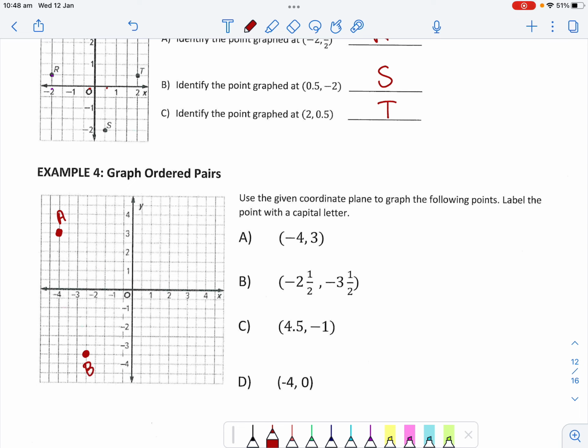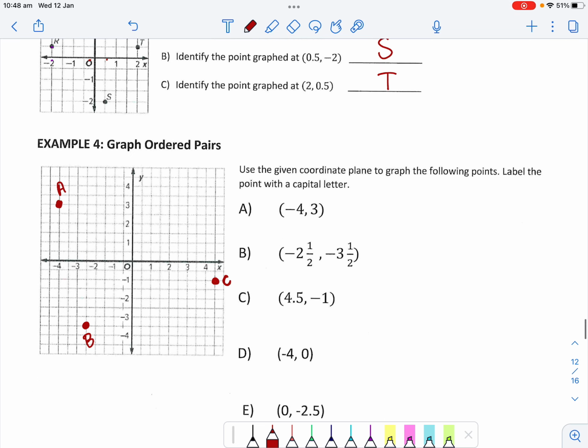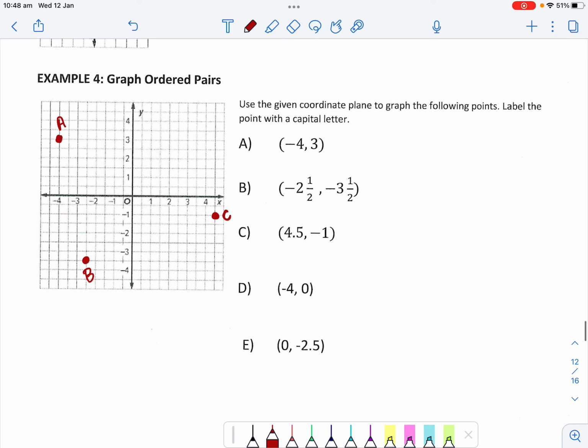Now this particular graph, where it does skip every other box, makes graphing the halves a lot simpler than if we just had every one. The next one, 4.5, is going to be after 4, and then down to -1 is going to be here. And then -4, 0 is going to be back to -4 and then stay at 0. So D is here. And E, 0, -2.5 is going to start in the middle and go straight down. So E is on the y-axis.